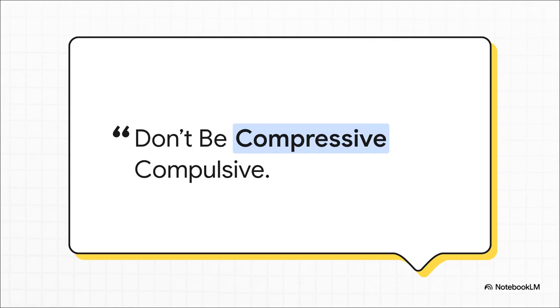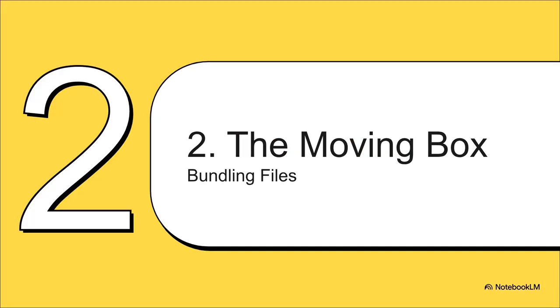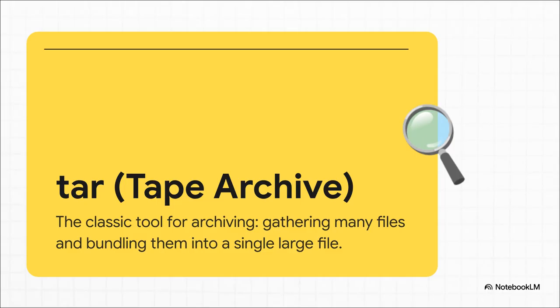No joke. Okay, so shrinking one file is great, but what happens when you have a whole project with hundreds, maybe thousands of files? You're not going to compress them one by one. That's where our next tool comes in. Think of it as a digital moving box. We're talking about archiving. And the granddaddy of this is a tool called tar. It literally stands for tape archive.